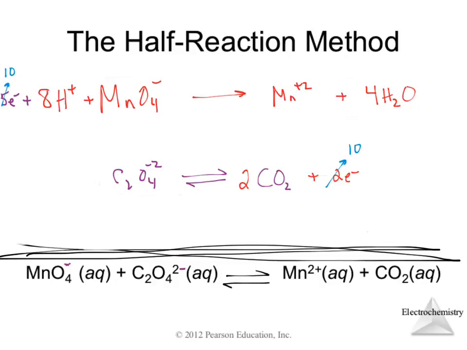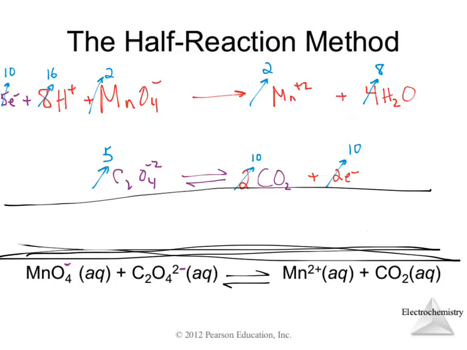You have to adjust the rest of the equation. I have to multiply that through to everything else. This 8 needs to become 16. The 1 needs to become 2. The 4 needs to become 8. The 1 needs to become 5. The 2 needs to become 10. I shouldn't have erased everything. That was dumb. Oh well.